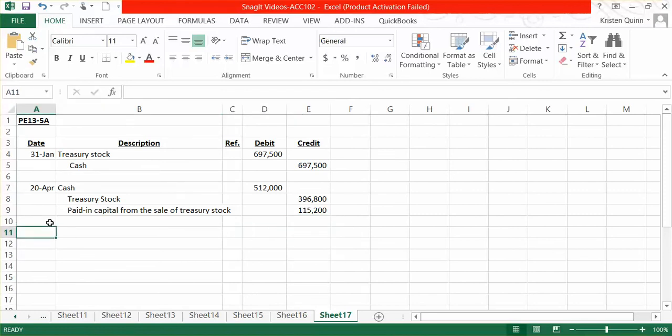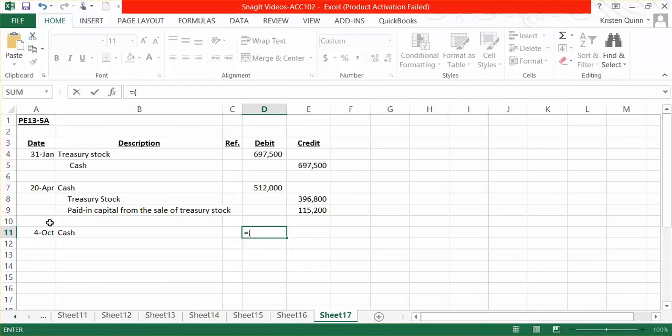And the last piece they tell us is that on October 4th, we are going to sell the remaining shares at $28 per share. So again, we're selling them for cash. We initially had purchased 22,500 shares. We had already sold 12,800 of those shares. So we're selling these remaining shares at $28 a piece. So in total, we are getting $271,600.